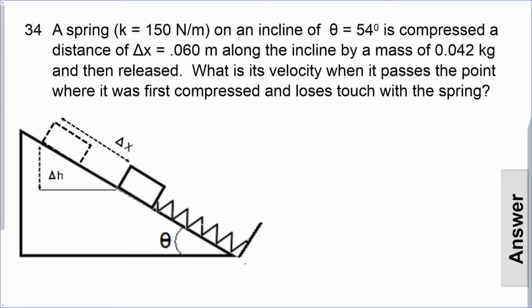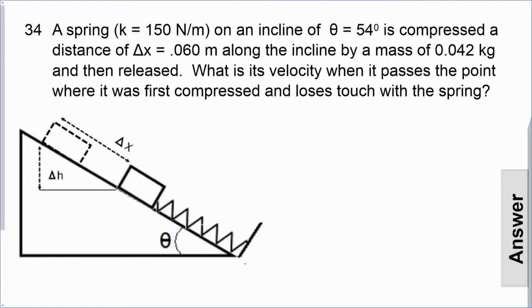A spring with a spring constant of 150 newtons per meter on an incline of angle 54 degrees is compressed a distance of delta x, which equals 0.060 meters, along the incline by a mass of 0.042 kilograms, and then released. What is its velocity when it passes the point where it was first compressed and loses touch with the spring? Go ahead and pause the video now and solve the problem.